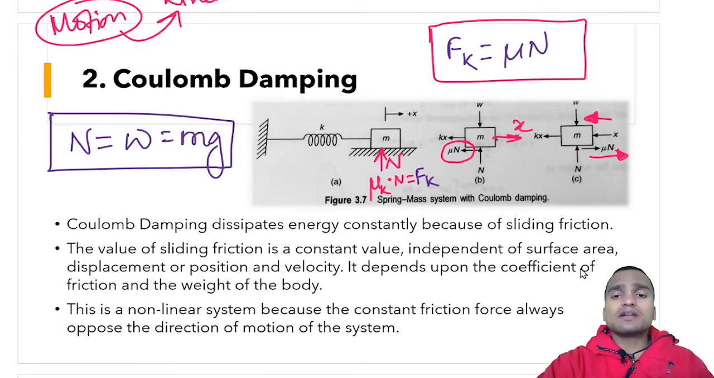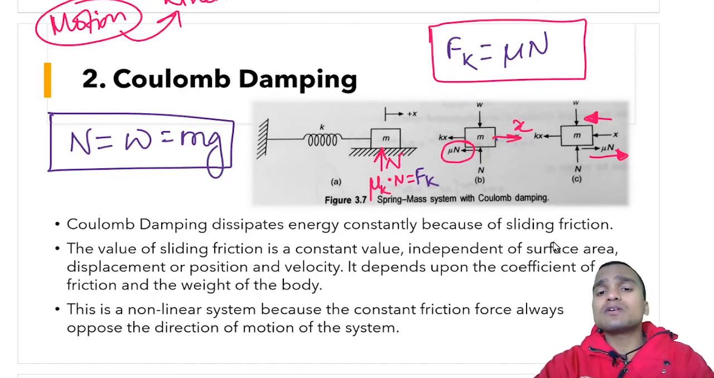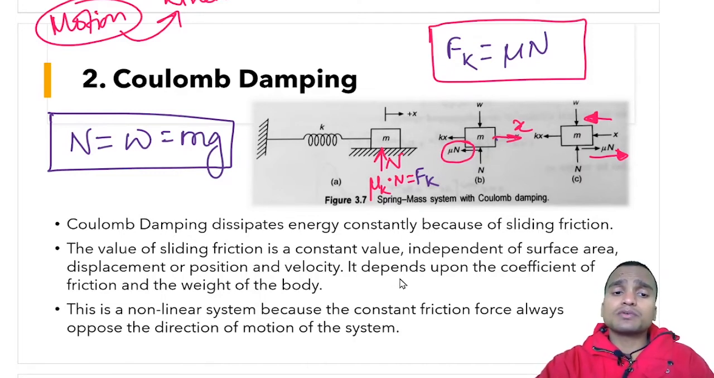Because it is independent of everything, surface area and velocity or the displacement or the position or anything. It is independent of all those parameters. It remains constant. This is the main difference between Coulomb damping and viscous damping. It simply depends upon the coefficient of friction and the weight of the body.